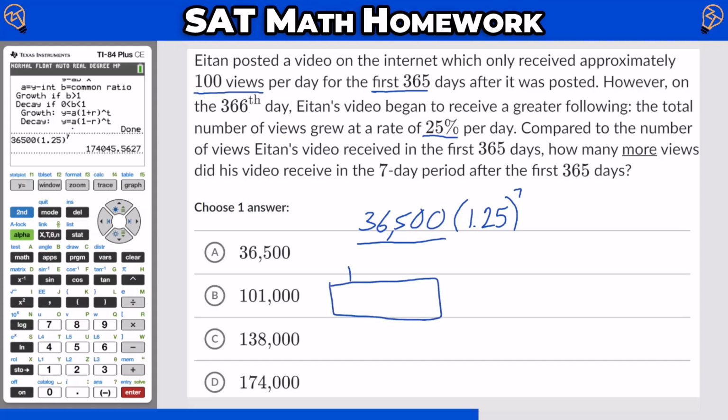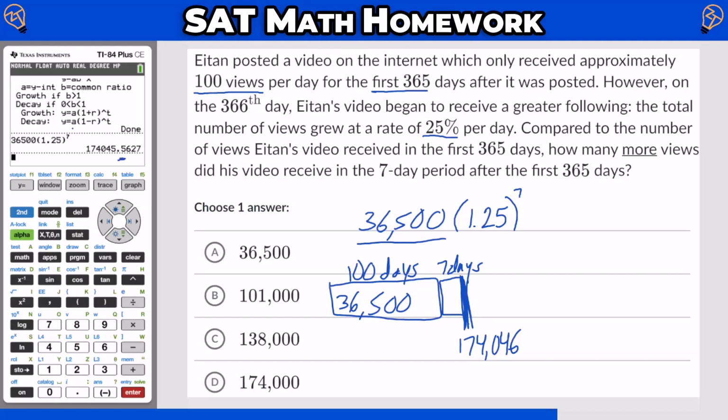So let's be clear on what we have. We have in the first 100 days, he got 36,500 views. In just those following 7 days, we actually didn't write down how many views he got. We just know that at the end of it, he had about 174,045, looks like 46 if we round it up, views. So how do we actually figure out how many views he got in those 7 days? Well, if we subtract the 36,500 views that he got in those first 100 days, we find out that this is the number of views he got in that 7-day period afterwards. So I didn't give myself enough space, but you get the idea.